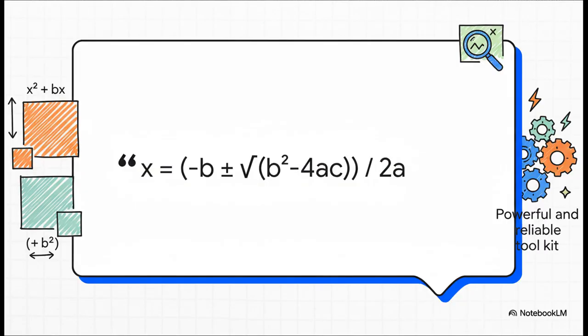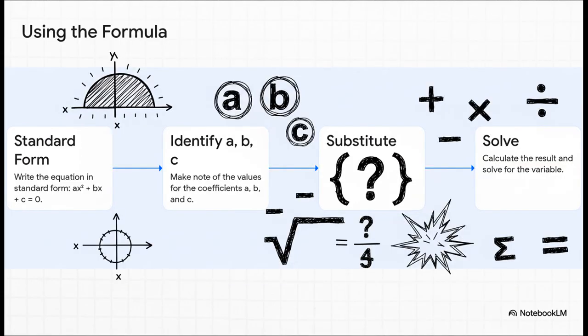And here it is, the quadratic formula. This formula actually comes directly from the process of completing the square, just on the general ax squared plus bx plus c form. It might look a little intimidating at first glance, but I promise you, this is the most powerful and reliable tool in our entire kit. And using it is just a 4-step process. It's really just plug and play.